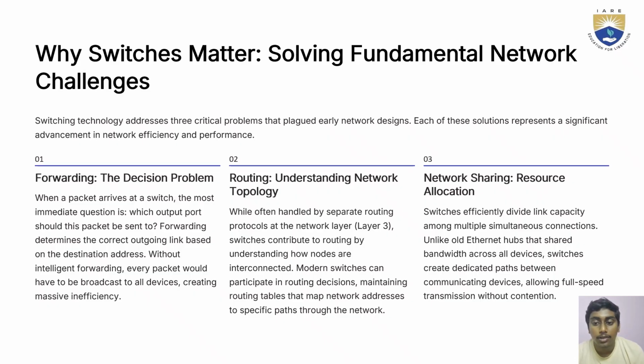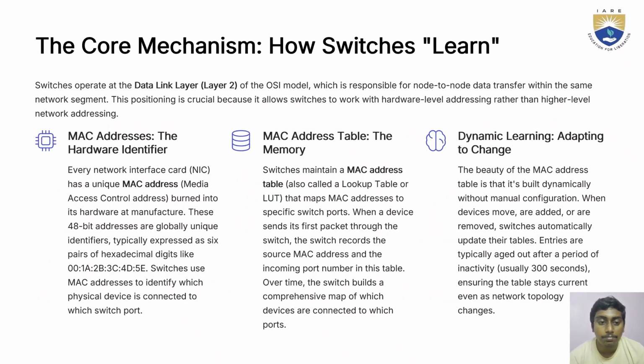Network sharing. Resource allocation. Switches efficiently divide link capacity among multiple simultaneous connections, unlike old Ethernet hubs that shared bandwidth across all devices. Switches create dedicated paths between communicating devices, allowing full speed transmission without contention.